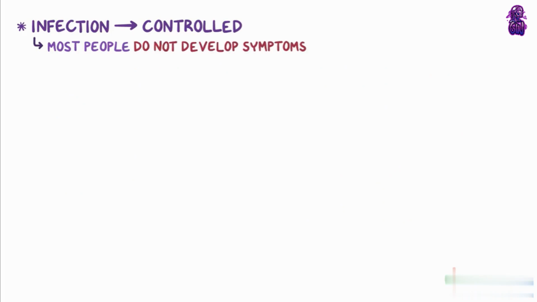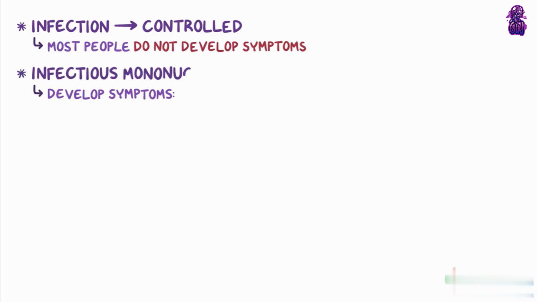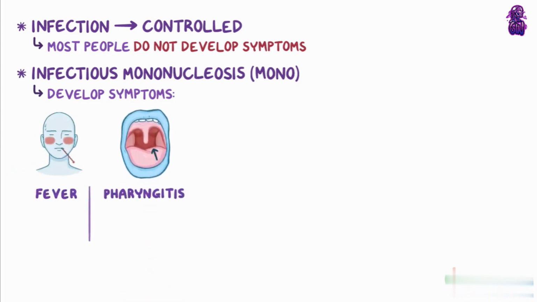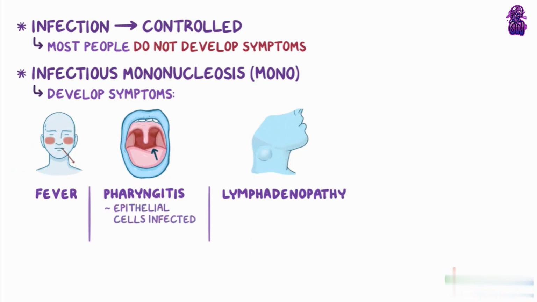When someone infected with EBV does develop symptoms, that's called infectious mononucleosis, or mono. The most common symptoms are fever, pharyngitis, or inflammation of the throat, and lymphadenopathy, or swollen lymph nodes. The inflammation of the throat makes sense since the epithelial cells are infected, and swollen lymph nodes make sense since infected B cells spread through the lymph tissue through the body, causing it to swell up.